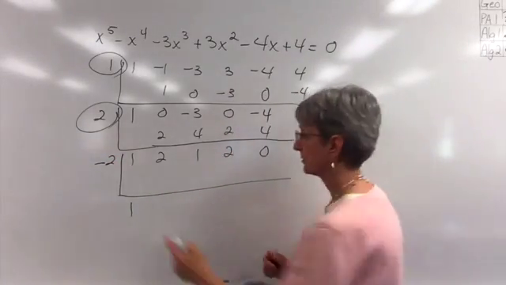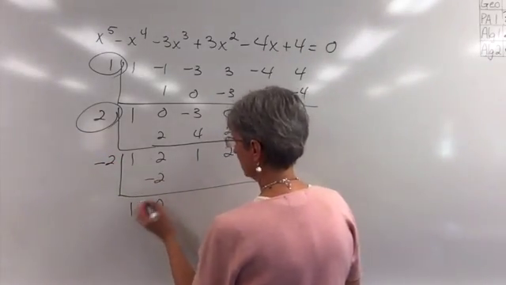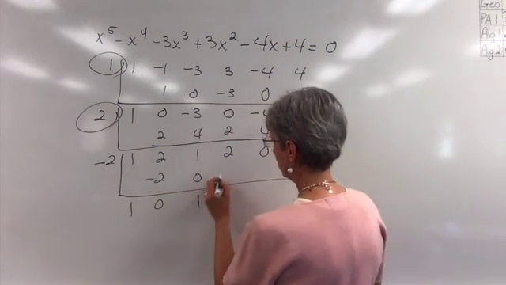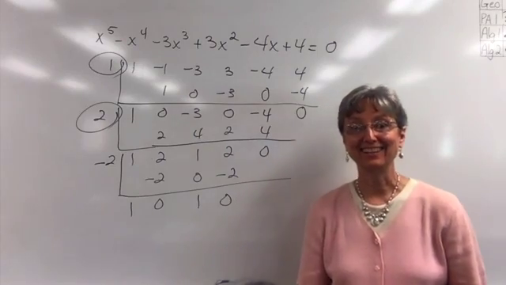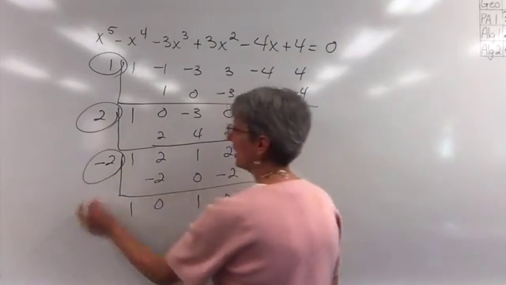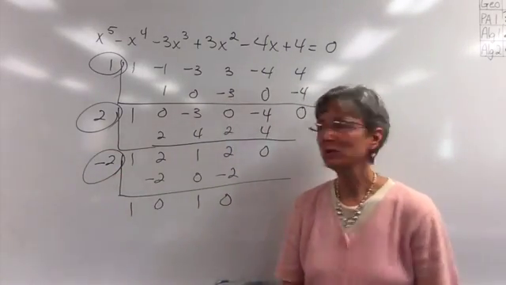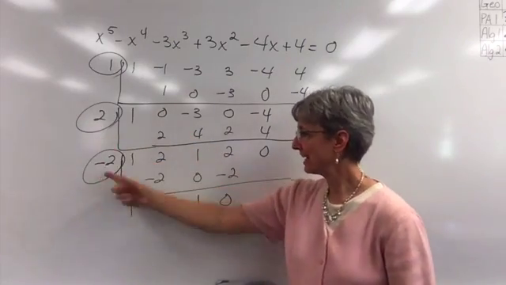And here we go. So negative 2, 0, 0, 1, negative 2. Nice. I got lucky. Okay, I have found 3 roots. 1, 2, and negative 2.